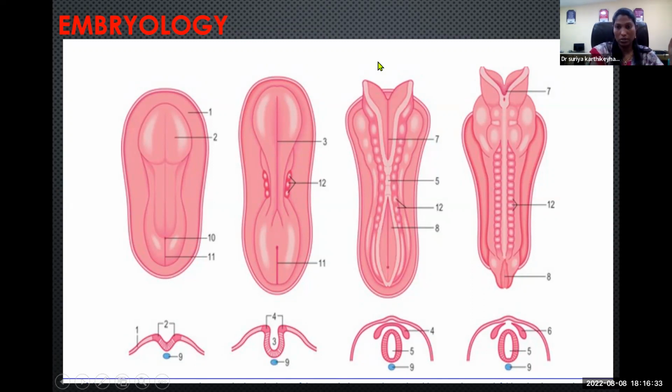Along the cranial end it is open, and the caudal end is also open. And then in the further stages, what happens? The neural tube completely closes, and then the cranial neuropore also closes.